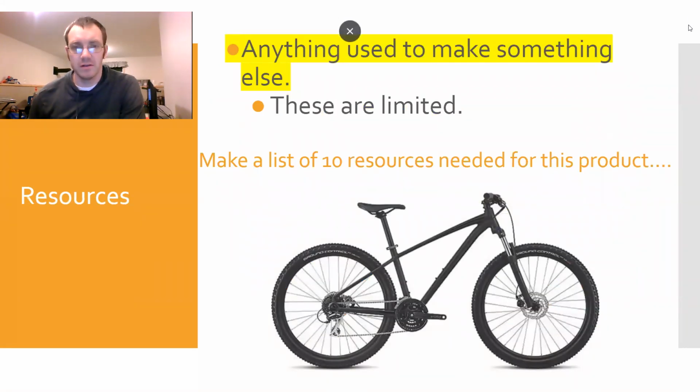Resources. A resource is anything used to make something else, and they are very limited. If you think about a bicycle, what are some natural resources we need to make that bike? Think it through. All right, so we've got metal, we've got rubber, we have leather possibly, we have some plastic on there, all these different things, right? And you could go through all different types of things. And so resources are limited, and usually we use them to make something else.